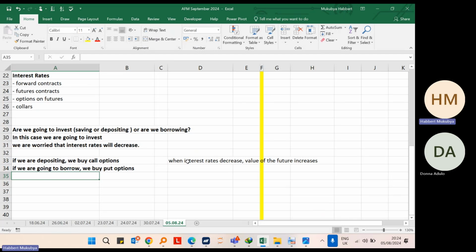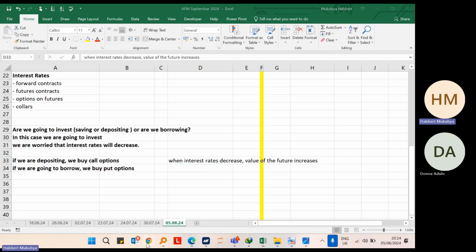So that's what I was trying to explain here: the reason why we buy call options when we are investing is that since we are aware that the interest rates are going to decrease, the futures price will increase. So you hedge against it by doing the opposite thing, by buying options that allow you to buy, so that if the rates actually increase, you make a profit on that hedge, which balances out your loss.